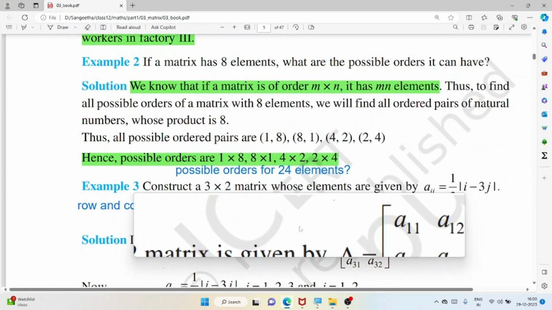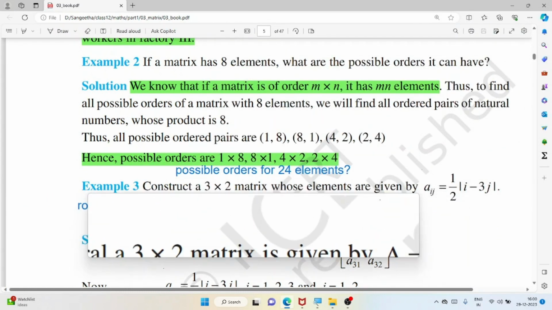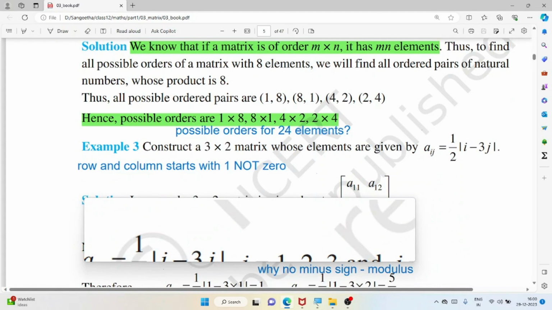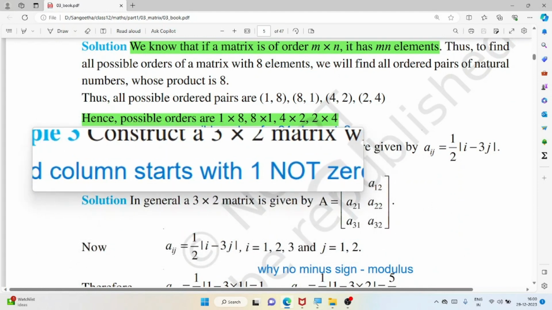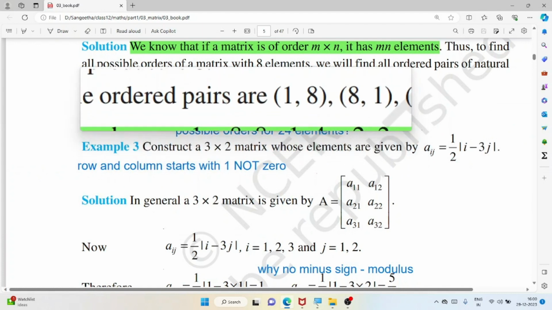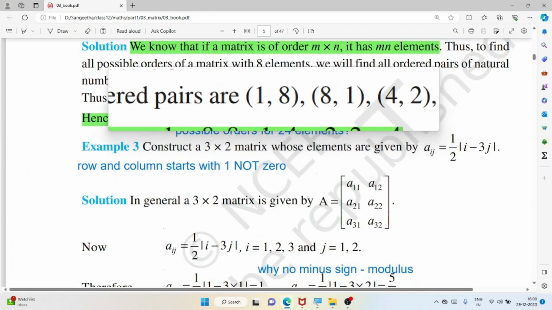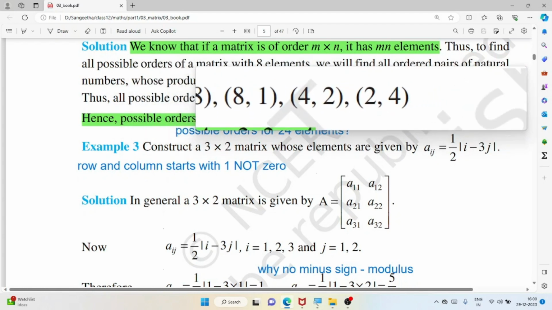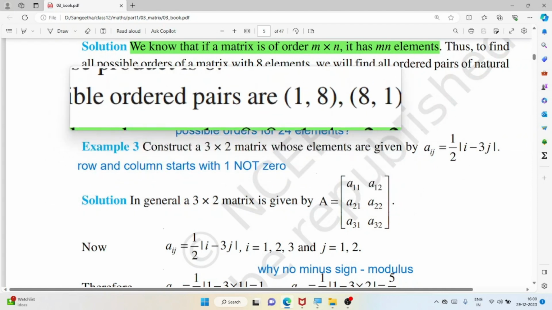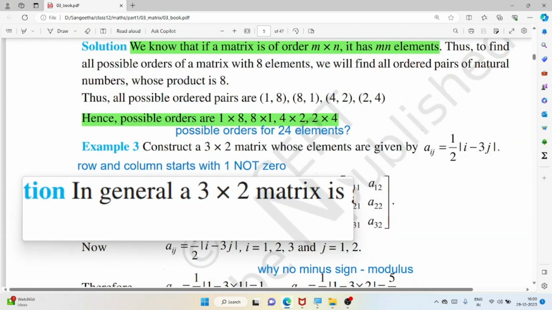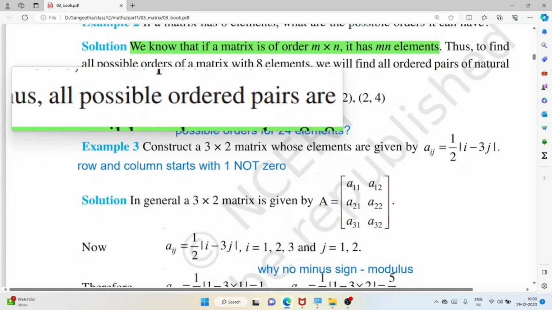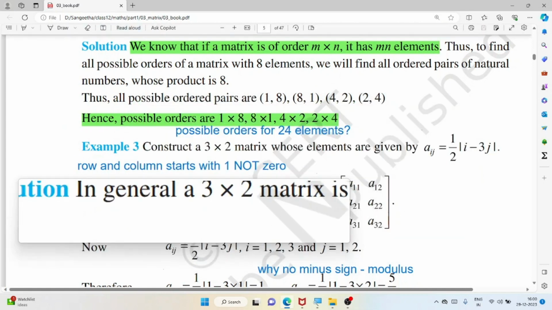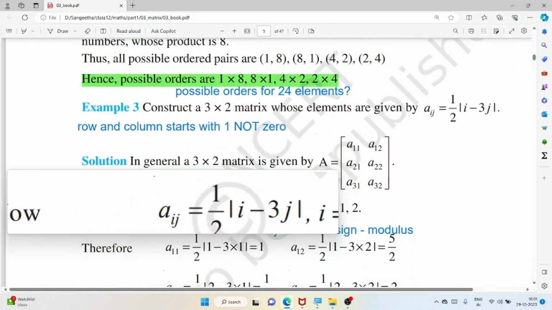The matrix of order m cross n has mn elements. So for the number of elements in a matrix being 8, these are the possible orders: 1 row, 8 columns; 8 rows, 1 column; 4 into 2, 8; 2 into 4, 8. These are the possible orders of the matrix for 8 elements. You can try finding the possible orders for a matrix with 24 elements.